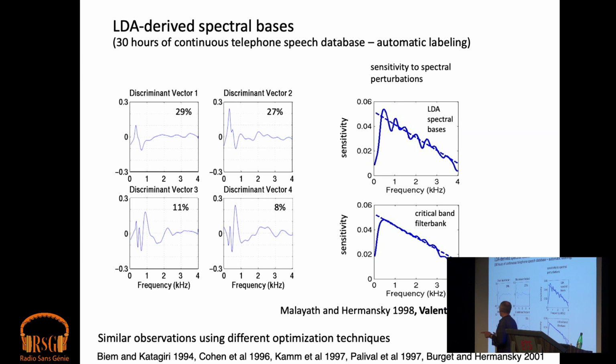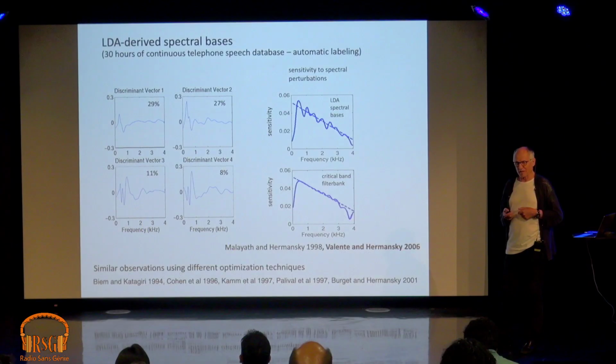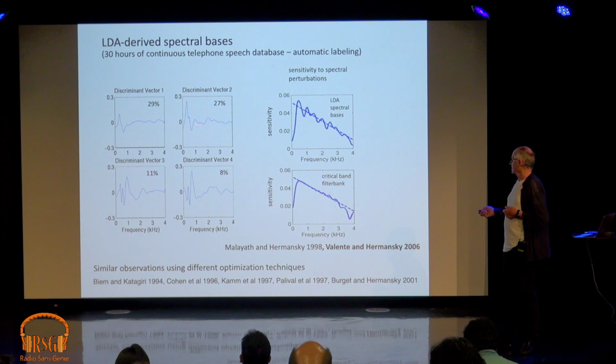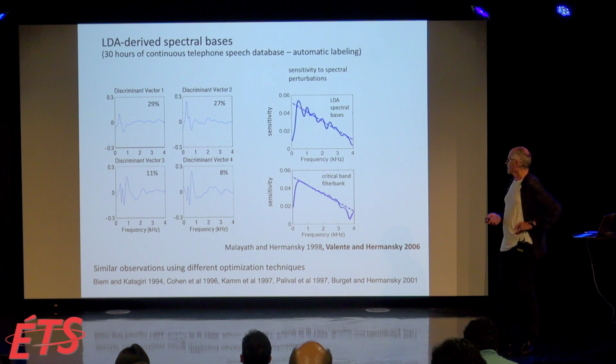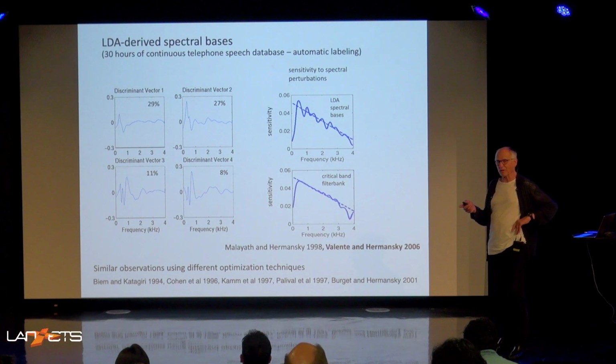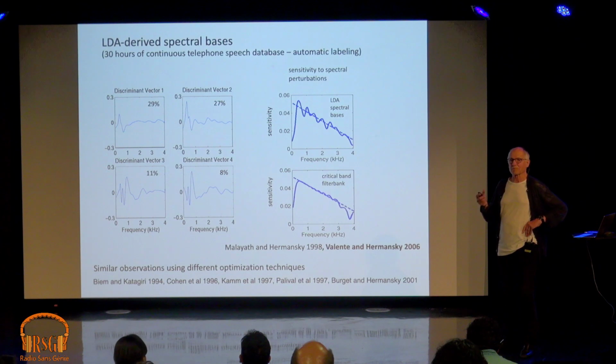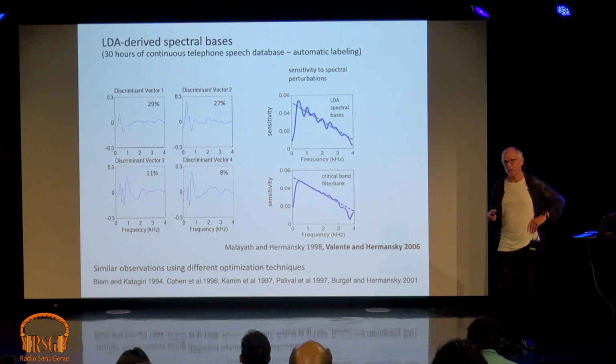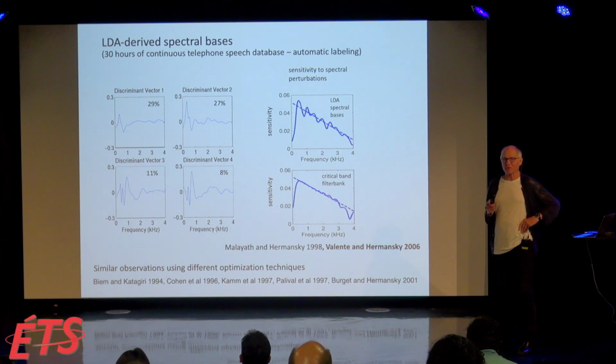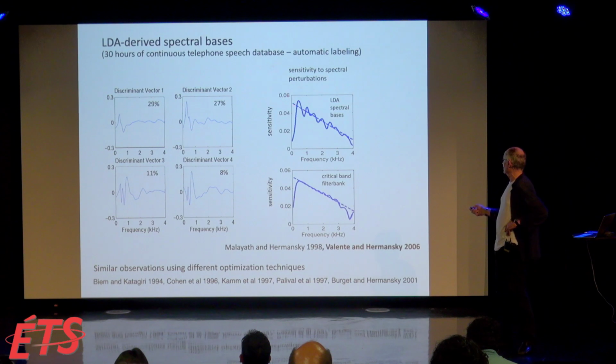After you do all that, you can look at the discriminants. This is the first discriminant, the second, and so on. You know how much discriminability each of these vectors carries. You can take the original spectrum, project it on the first few discriminants, and you have a new system which can describe the speech in terms of the projections of the short-term spectra on the discriminants, and you can evaluate it. You can evaluate how sensitive it is, say, to changes in the frequency. This has been done here.